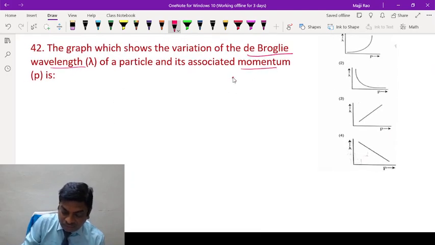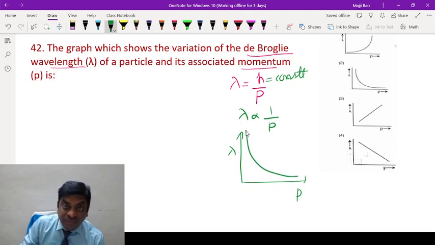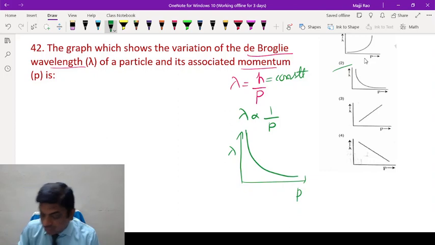You know de Broglie wavelength is given by h by p, where p is the momentum. And since h is a constant, we can write that lambda varies inversely as momentum. So when two quantities vary inversely with each other, students, the graph is a rectangular hyperbola. Rectangular hyperbola will touch the axis at infinity. Okay, so second option is the correct option.